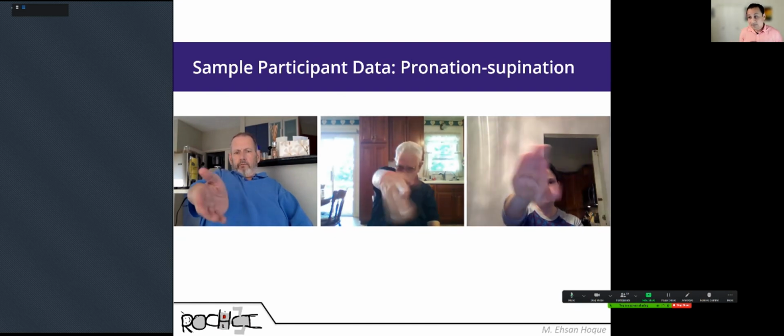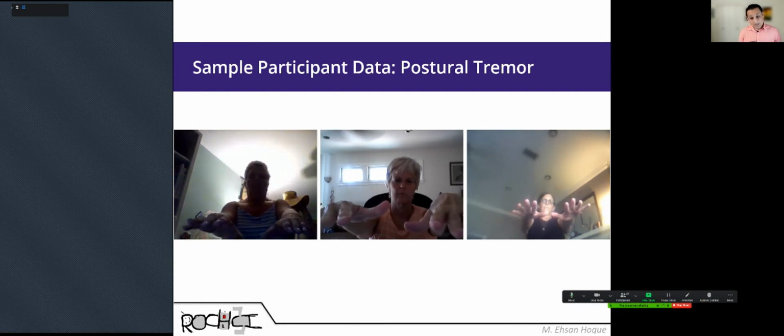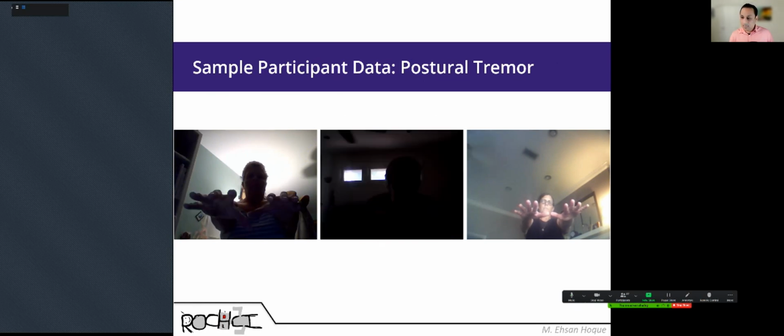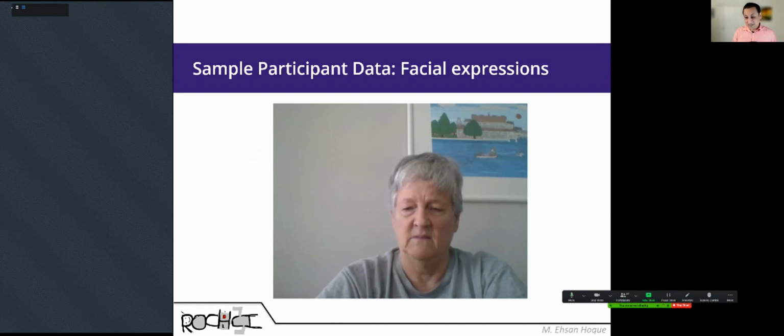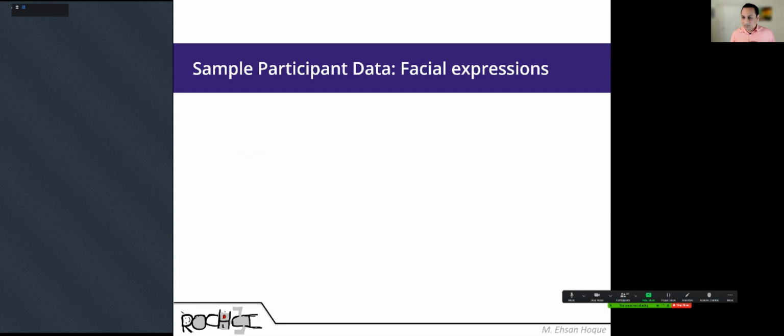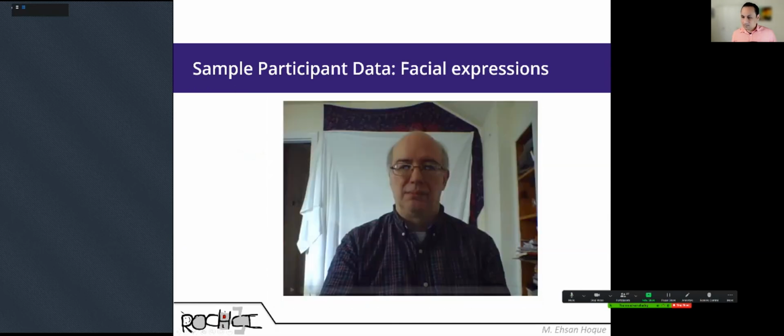This is a task called pronation supination. This is a task called postural tremor. Once again, individuals in their own home doing this. And there are also tasks on expression where you have to maintain a certain expression, like disgust face. Smiling. Computer is frozen. This is a disgust, or not disgust, raising your eyebrow and down.